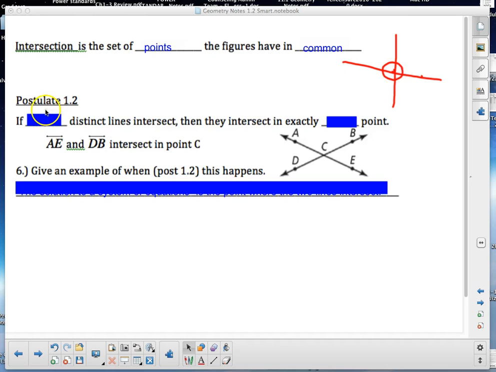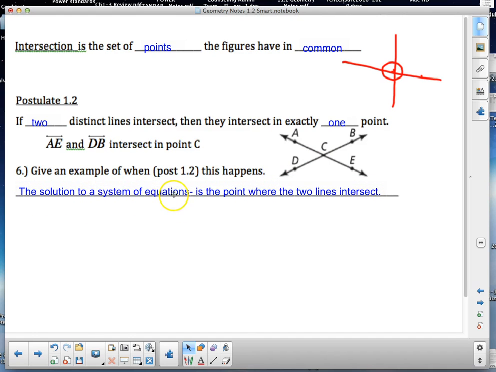Okay, so let's look at what intersection is and how we'll use it with postulate 1.2. If two distinct lines intersect, two distinct lines here, line AE and line DB, then they intersect in exactly one point. Well, this point is the point of intersection. So if they intersect, they'll intersect in exactly one point. So line AE and line DB intersect in point C. That's what this postulate's stating. So we'll give it an example: the solution of a system of equations, a place where the two lines have the same value.